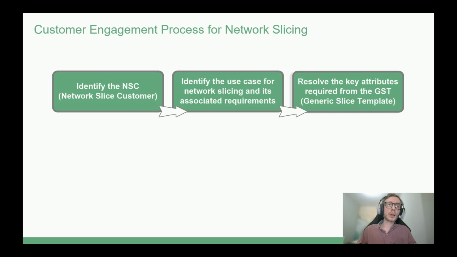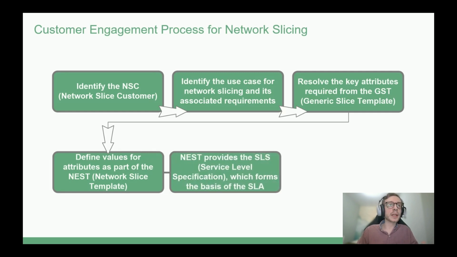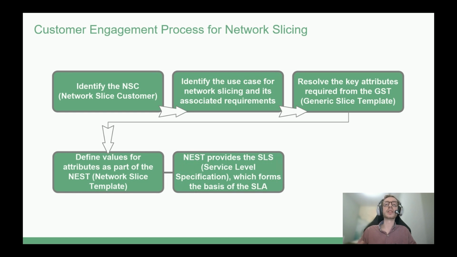So that's what we can see on the screen here. We're passing the generic slice template attributes to that network slice template. Now, ultimately, that network slice template provides the service level specification, which then will form the basis of a service level agreement. So this generic slice template is basically providing us with a service level agreement, so we understand these are the exact requirements for my network slice, and these are the requirements that need to be met.